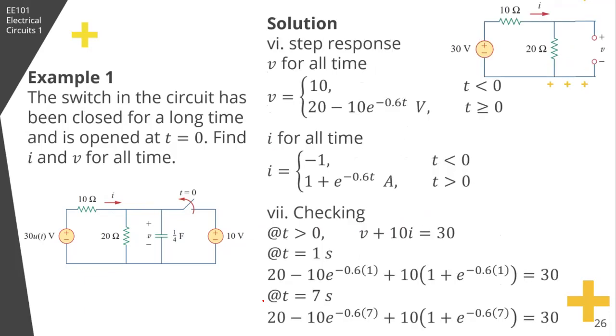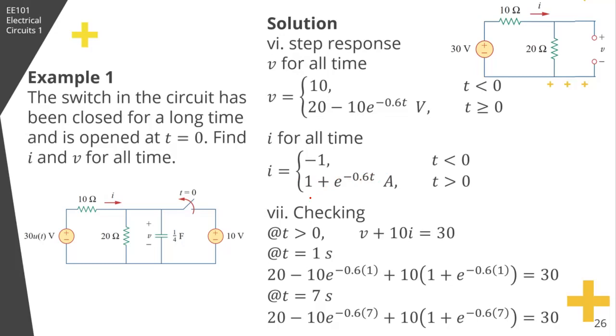Then, we look for the response for all time. So V for all time would be V at 0 or what we solved earlier, which is the unit step response. Then I for all time: earlier, at t less than 0, what we solved was negative 1. We solved that in the last slide.